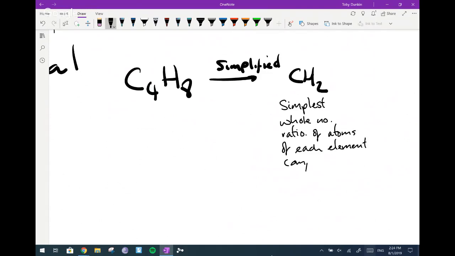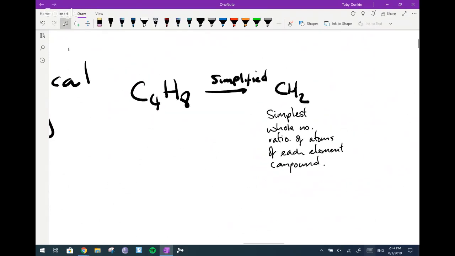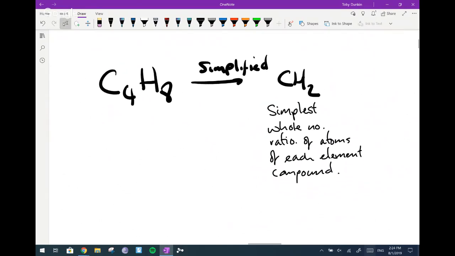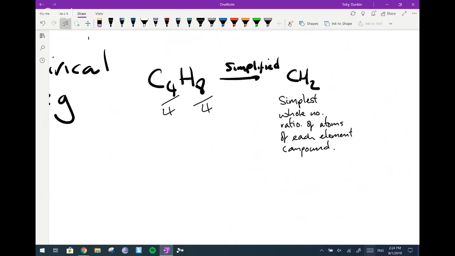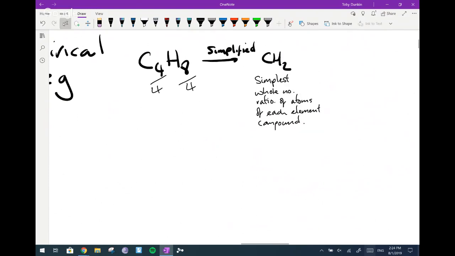Now, I know the definitions are horrible, and I'm happy at some point to sit down with some of you guys and come up with a list of all the definitions that are useful to know, and that is one of them. Simplest whole number ratio of atoms of each element in the compound. So what I've done is I've divided both of these by 4. I've just simplified it as far as I can go. I can't go any further because the carbon would be less than 1. So that's a very simple trick, but you then realize, people often say, what's the purpose of this?